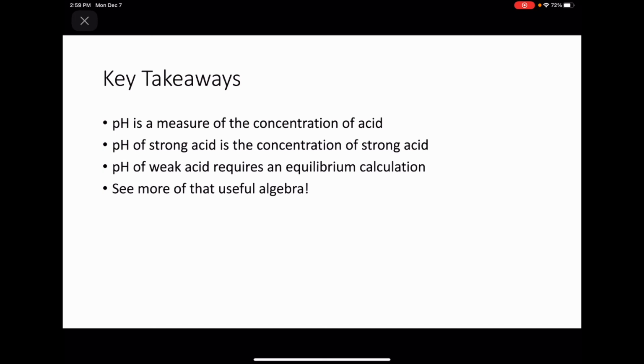And lastly, we have our key takeaways from today's video, that we've introduced a new measure of concentration of acids, pH and pOH. We've determined the easiest way to determine the pH of a strong acid is just the concentration of the strong acid, negative log of that. And then if we wanted to know the pH of a weak acid, we have to do an equilibrium calculation using ice tables. We have to determine a Ka from a table, and we have to use more of that useful algebra. So until next time.